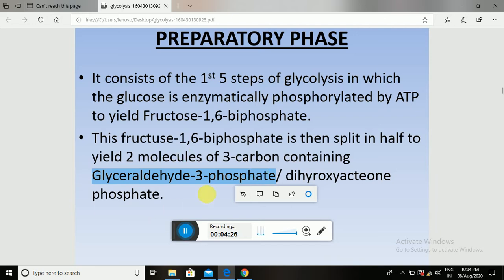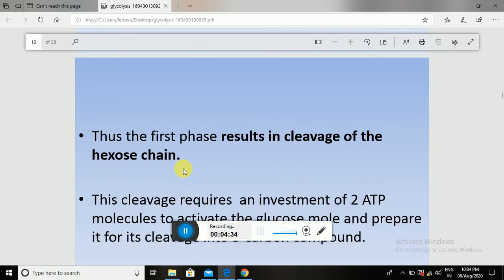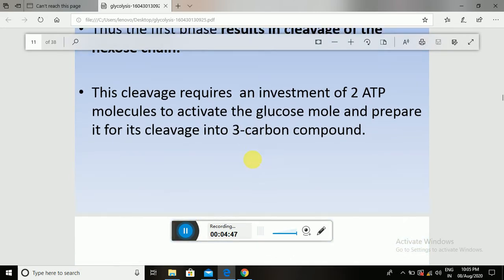After the action of aldolase, it is converted into these two compounds, glyceraldehyde 3 phosphate and dihydroxyacetone phosphate. Thus the first phase results in the cleavage of the hexose chain. In this preparatory phase, the cleavage of the hexose chain takes place. The six-membered glucose gets converted into the 3 carbon dihydroxyacetone phosphate and glyceraldehyde 3 phosphate.